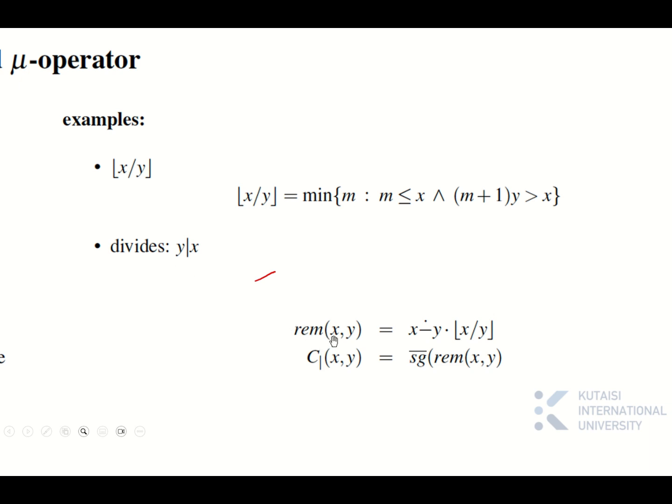So you check first of all the remainder of x and y. When you divide x by y, what is the remainder? You have to subtract from x, y times this function. Here you divide x by y, round it down, multiply by y, and subtract from x. You will get the remainder, and then this divides 1 or 0 function is the opposite sign of the remainder.